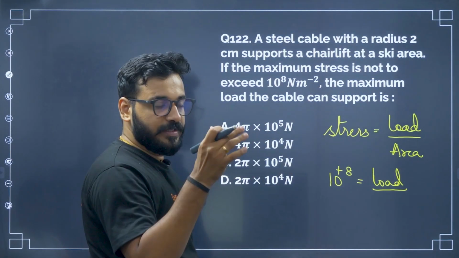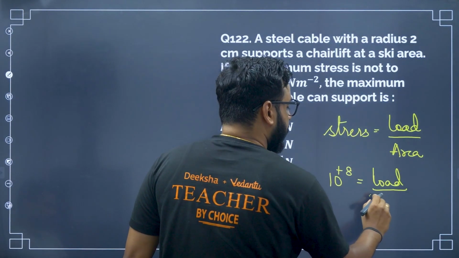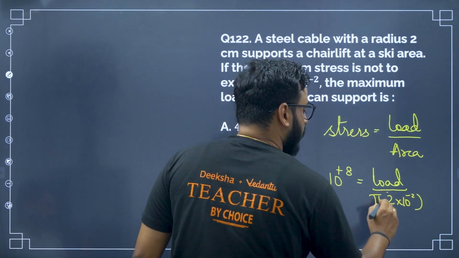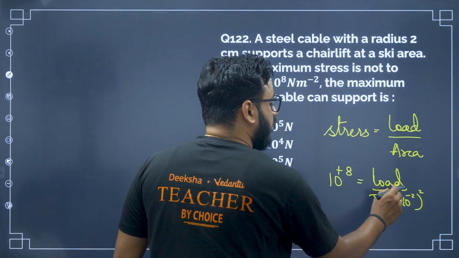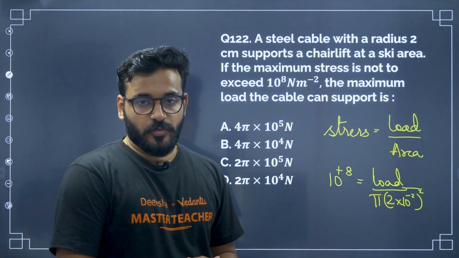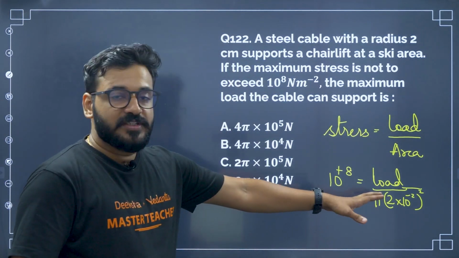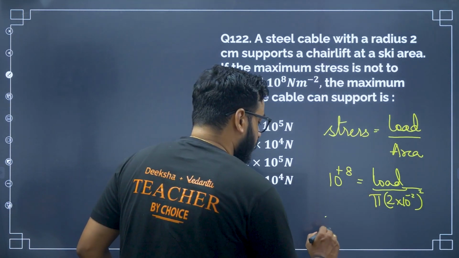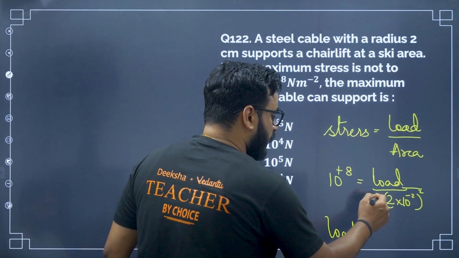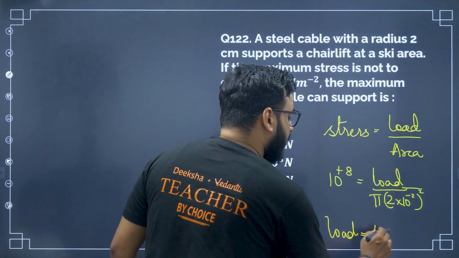So the area of cross section will be pi into 2 into 10 to the power minus 2 whole square. It's in centimeters, so don't forget to convert it to meters. Now the load is very simple, cross multiply. So load is equal to, you can do the calculation yourself. 2 square is 4, into pi, 4 pi will sustain.